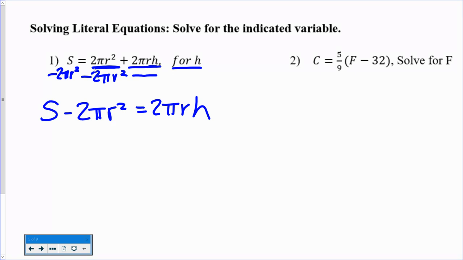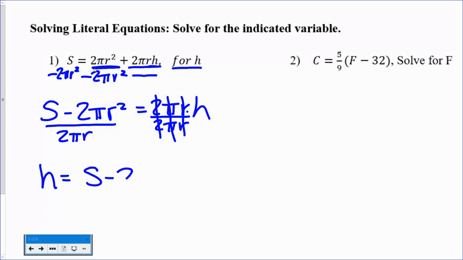So then to get h completely by itself, it is being multiplied by that 2 pi r. So I'm going to divide by that whole thing of 2 pi r from the right side and on the left side. Okay, from here you should be able to see 2 divided by 2 gives me 1, pi divided by pi, that's the same number, so I get 1. R divided by R, I would get 1. So my final answer would be h equals s minus 2 pi r squared divided by 2 pi r.